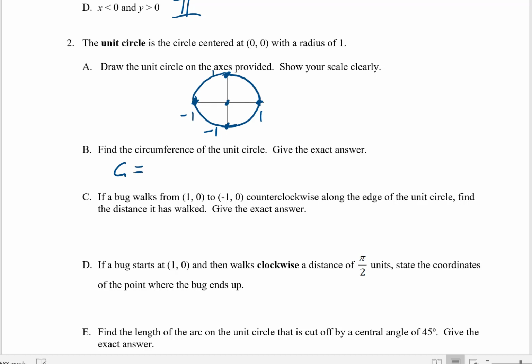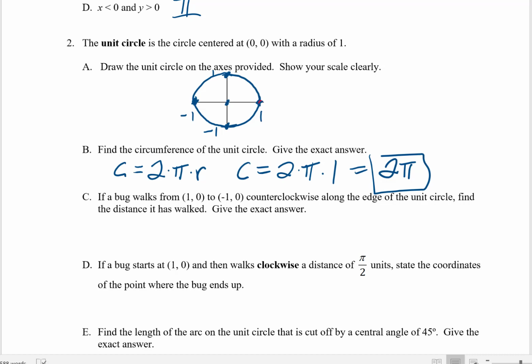In part B, we want to find the circumference of the circle. The formula for the circumference of a circle is 2 times pi times the radius. For the unit circle, the radius is 1. And so, of course, this is just going to come out to be 2 pi units. Letter C. So now we have a bug walking along the circle.